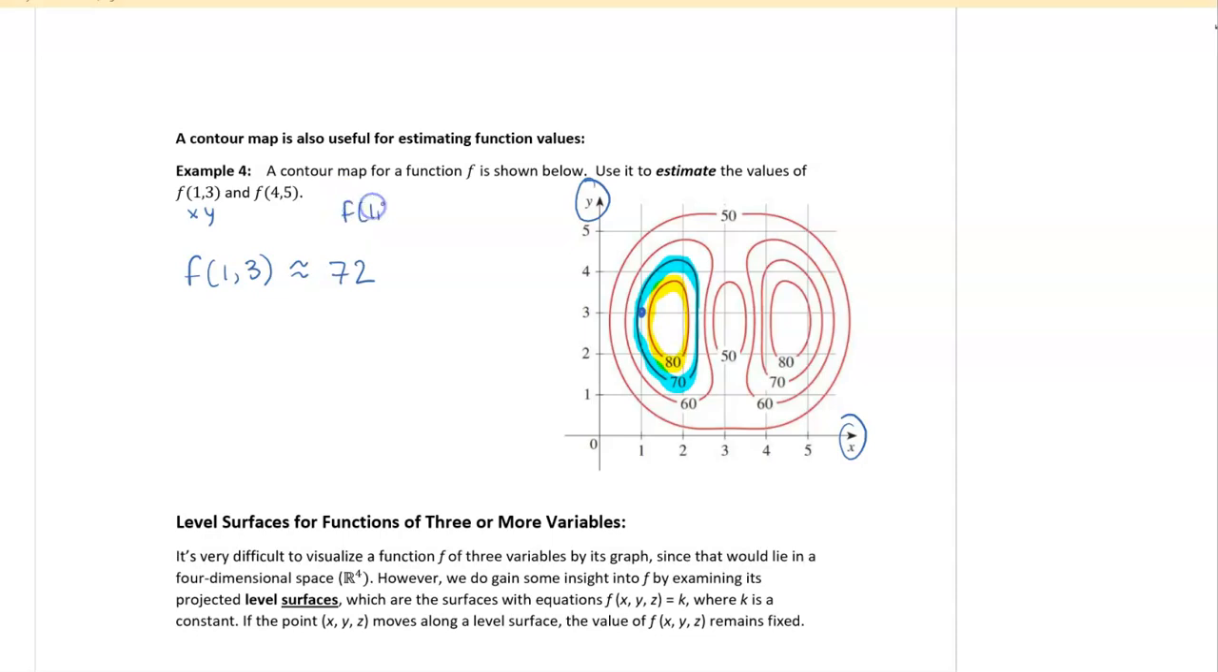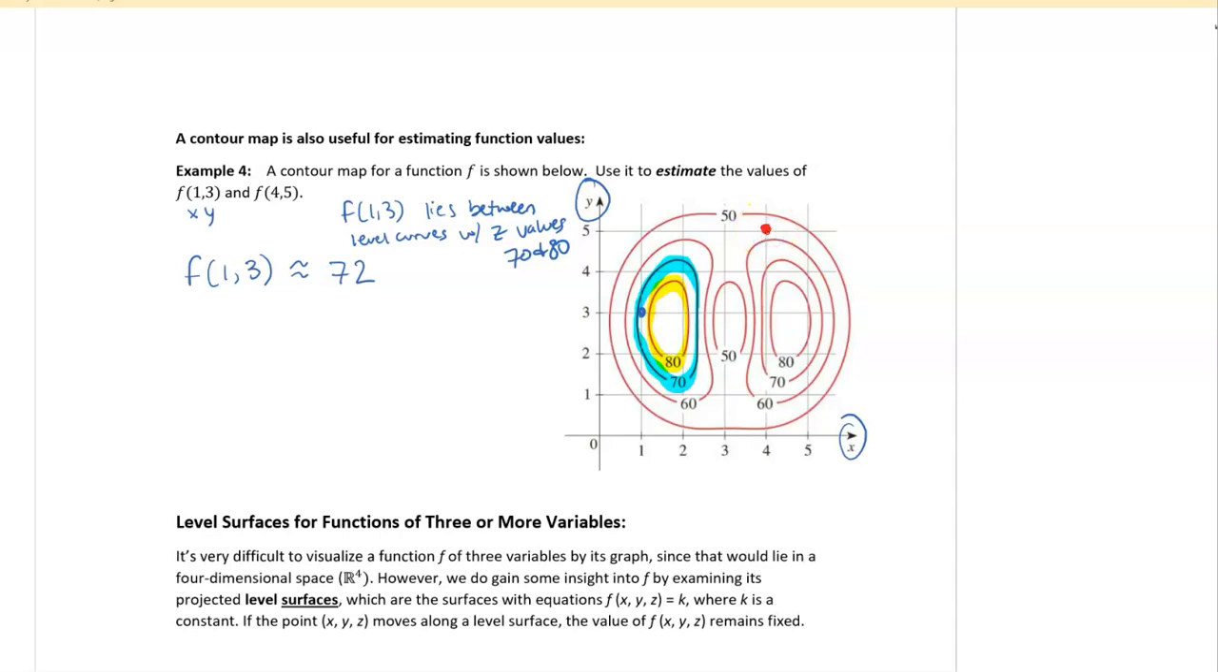We know f of 1, 3 lies between level curves with z-values 70 and 80, so it should be between those two numbers. To me, it looks closer to 70, so a value closer to 70 would make more sense. If you want to try the next one, I would pause this really quick and see what you come up with. I'm going to show you on the contour map where 4, 5 is.